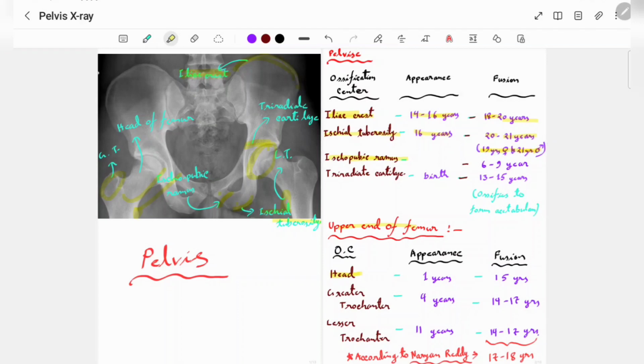This is not important. Then is the ischiopubic ramus. It appears at birth, and fusion occurs at 6 to 9 years of age. It is a ramus, so it does not appear separately; fusion occurs here, where the ischium and the pubis bone meet together.